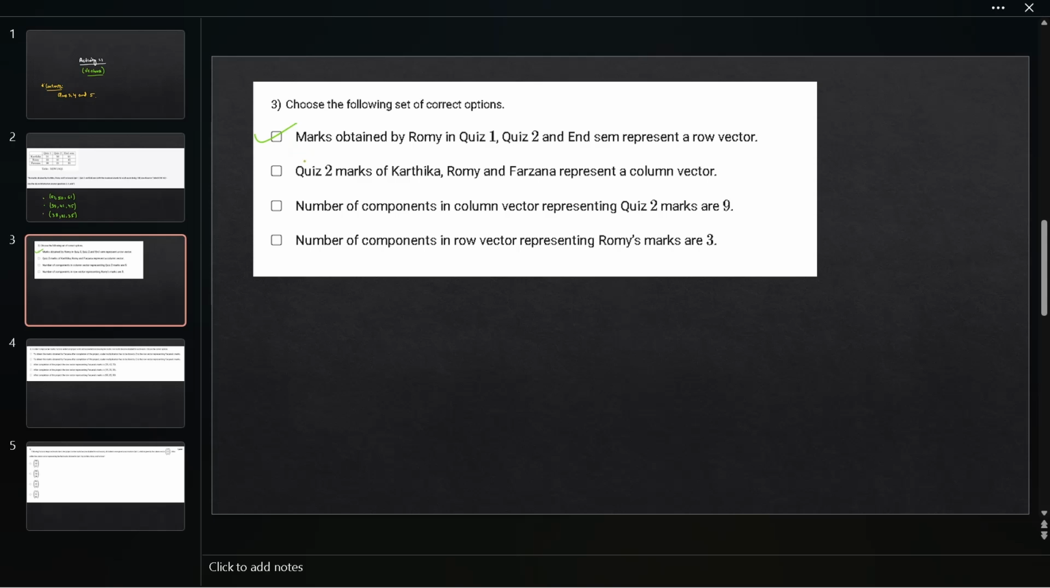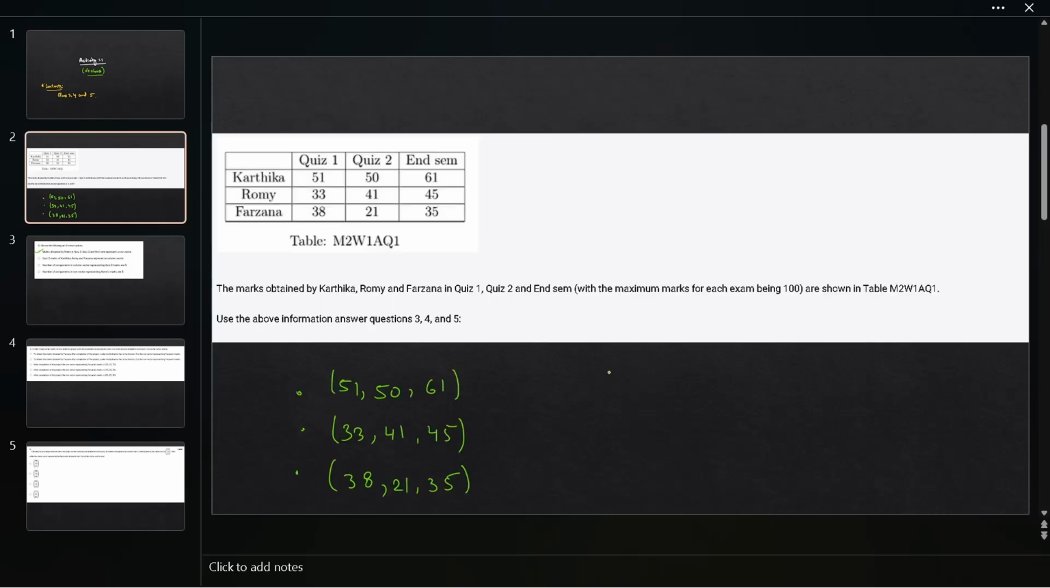Now moving on to the second option: quiz 2 marks of Karthika, Rami and Farzana represent a column vector. If we analyze the columns, we have three columns with us. The first is 51, 33, 38, and if we observe carefully, this represents the quiz 1 marks of Karthika, Rami and Farzana. So 51 corresponds to the quiz 1 marks of Karthika, 33 to Rami, and 38 to Farzana.